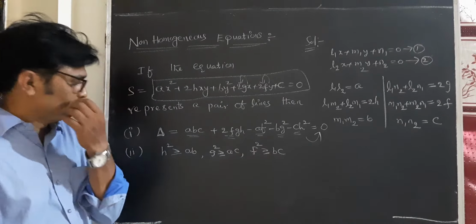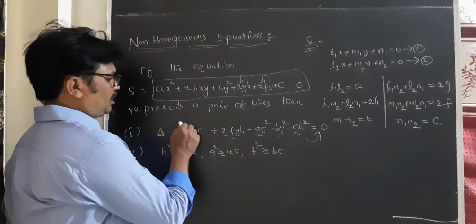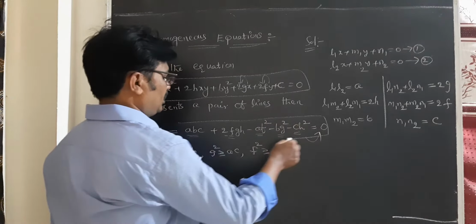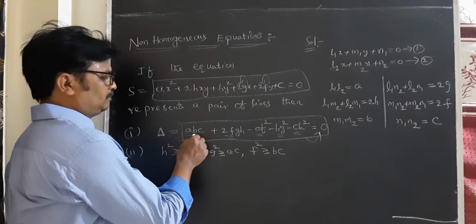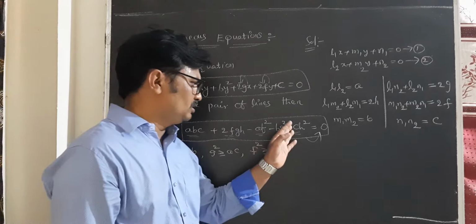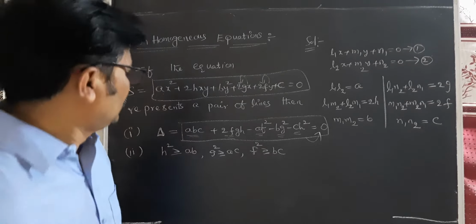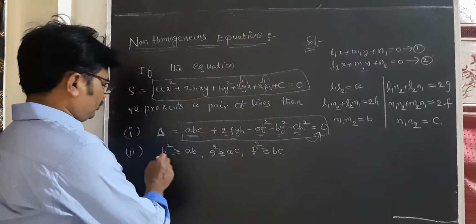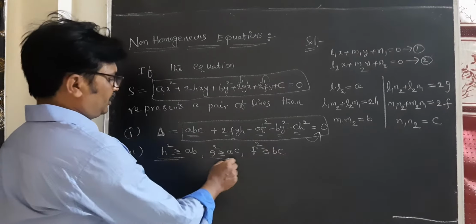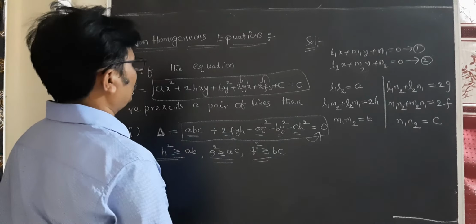Now students, we prove that if it represents a pair of lines, then the value of abc plus 2fgh minus af square minus bg square minus ch square equals 0. How to prove this one? Dear students, then we can also prove that h square is greater than or equal to ab, g square greater than or equal to ac, and f square greater than or equal to bc.